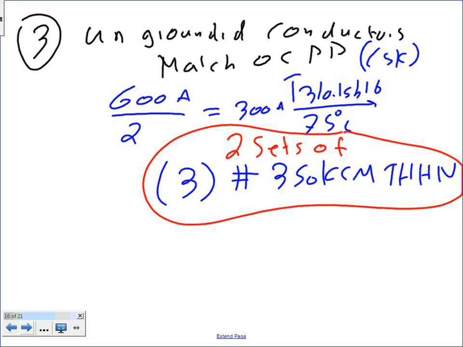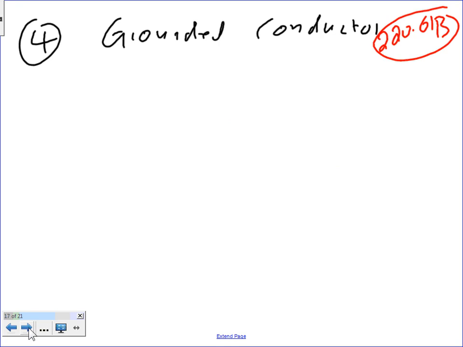Any question, guys, about this? Chris, did you come up with the same number? Okay, your calculators are agreeing with us. That's good. All right, the grounded conductor. Remember Mr. Curry's rule, 220.61(B), that we derate. Good idea to derate.